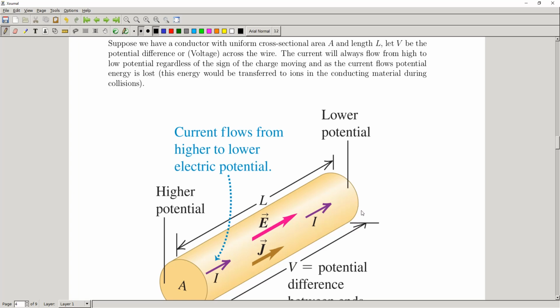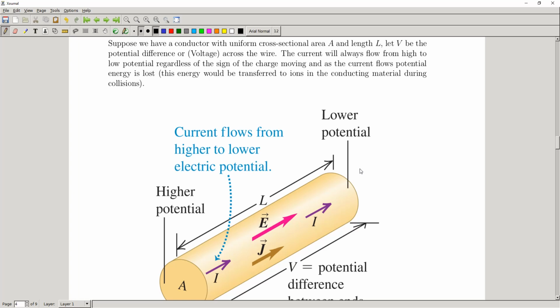So from one point on the wire to another, this is our low potential area, and this is our high potential area. The current is always going to flow from high potential to low potential. And so we see our current I flowing from the high potential to the low potential here. That's regardless of the sign of the charge that's moving. We talked about that before.